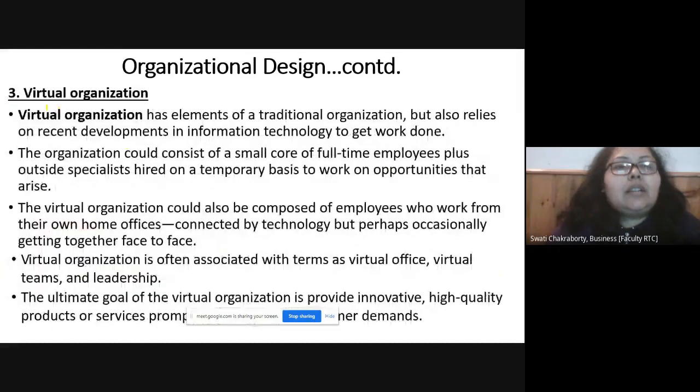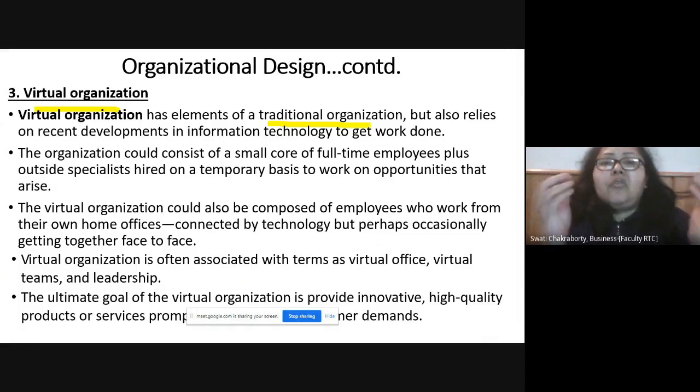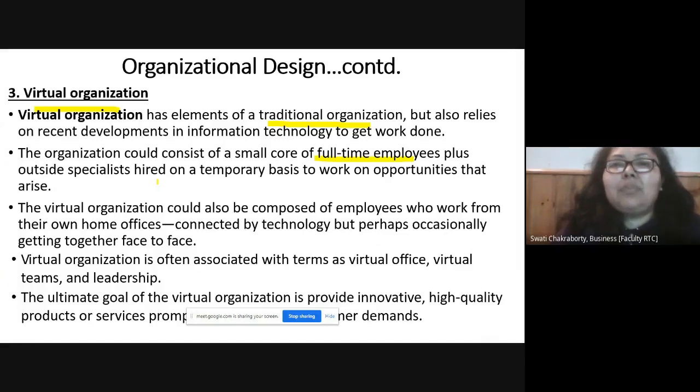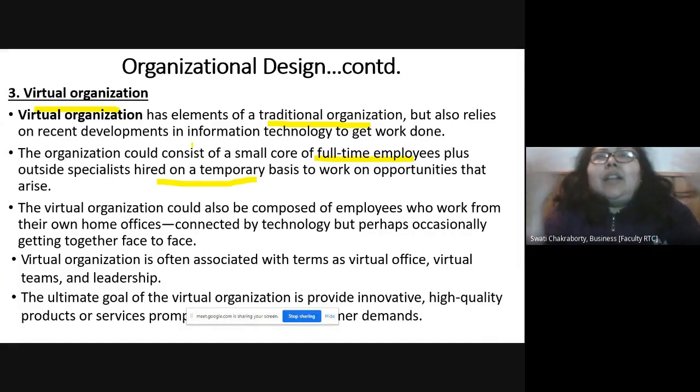Next we talk of the virtual organization. A virtual organization has some traditional features, where some of the core full-time employees are working in the organization, sitting there in the office. Parallelly, you also have some specialized people who do not work in the office. They are in different parts of the country but giving their expertise and knowledge. So that's how it works.